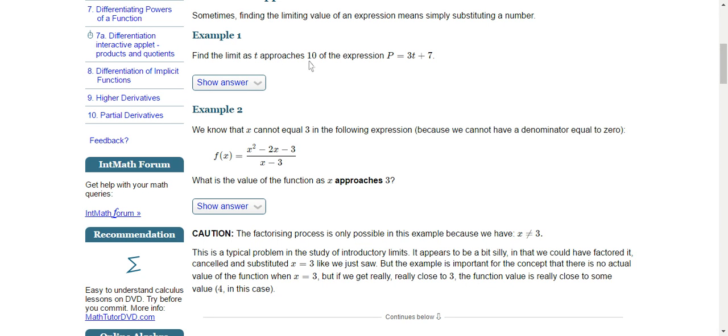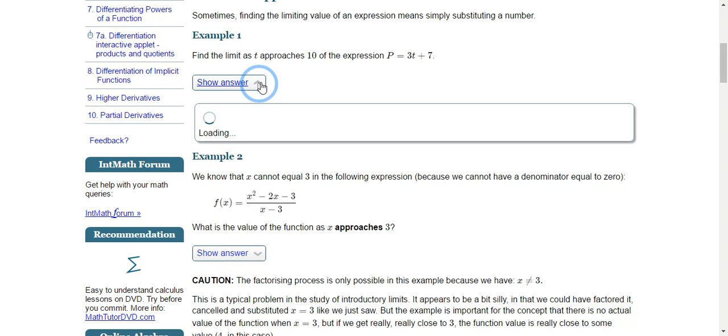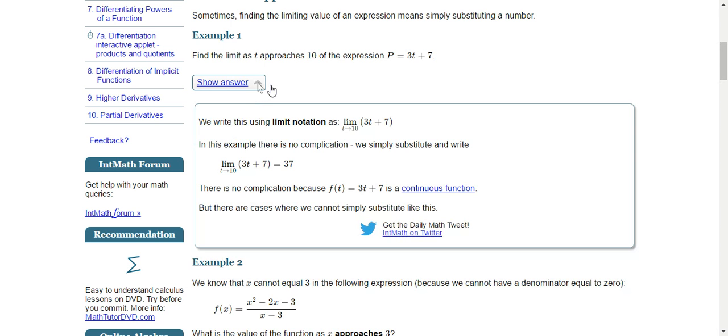I like this because it has examples, and then it would say the limit as t approaches 10 of the expression p equals 3t plus 7. So this is just an example, and you would think about that maybe on your own, draw a graph of this, and then you could get your own answer. I don't have a piece of paper in front of me, so let me think about this for a second. If you put 10 in there, it'd be 30 plus 7. So it should be 37. So the limit as t approaches 10 should equal 37. So let's look at the answer. Yep, that is right, 37.